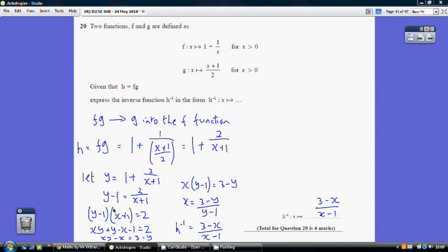Now remember, this has just been a process to allow me to work out the inverse function. y is just something I've artificially introduced. So my final answer is going to be my inverse function of h equals 3 minus x over x minus 1. So that's my final answer.